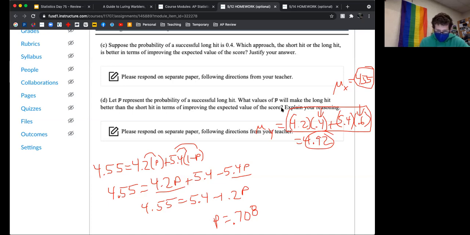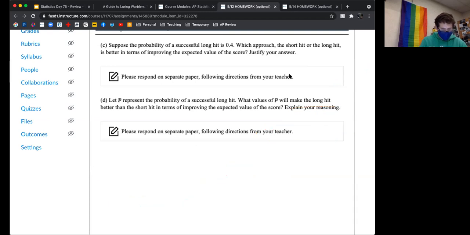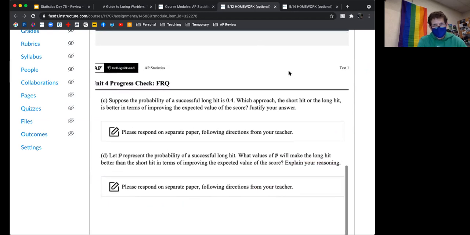Is this a difficult problem? I think it has difficult elements to it. Mathematically, none of this is challenging, but knowing what math to use is the challenging part. Okay, but does that make sense? Typically I try not to go through every part of the FRQ, but I think this was worthwhile to go through the whole thing.